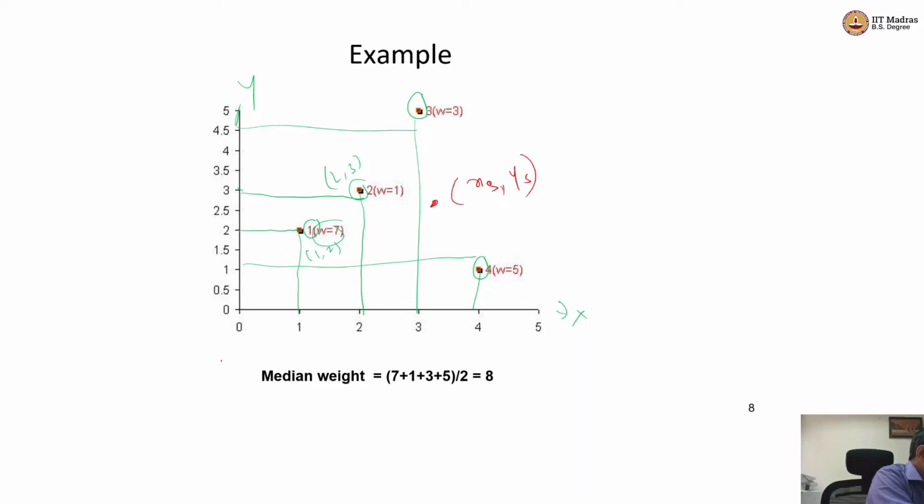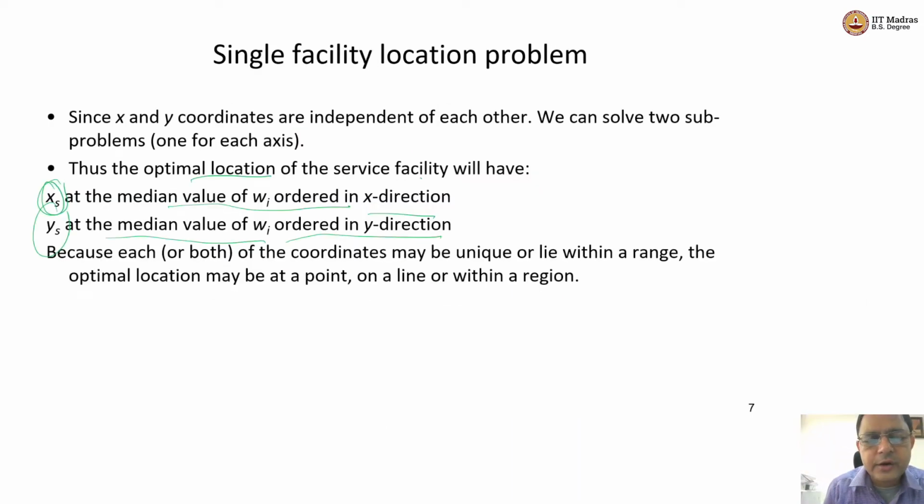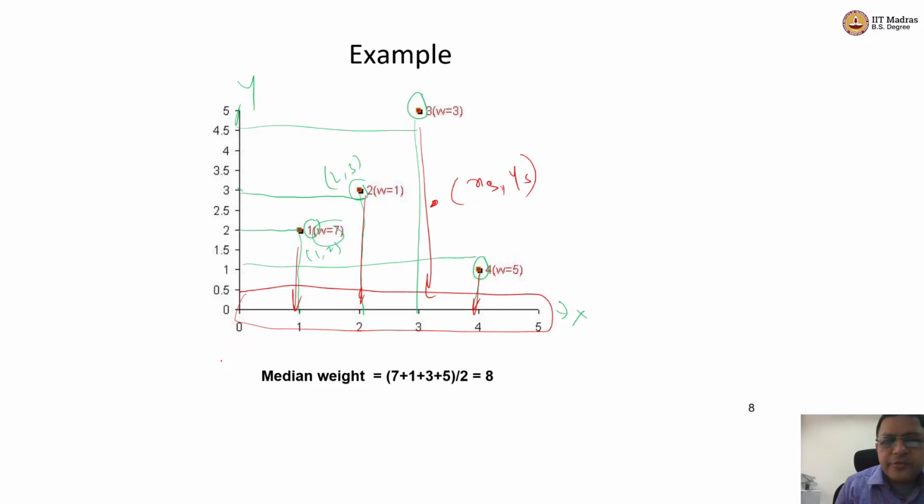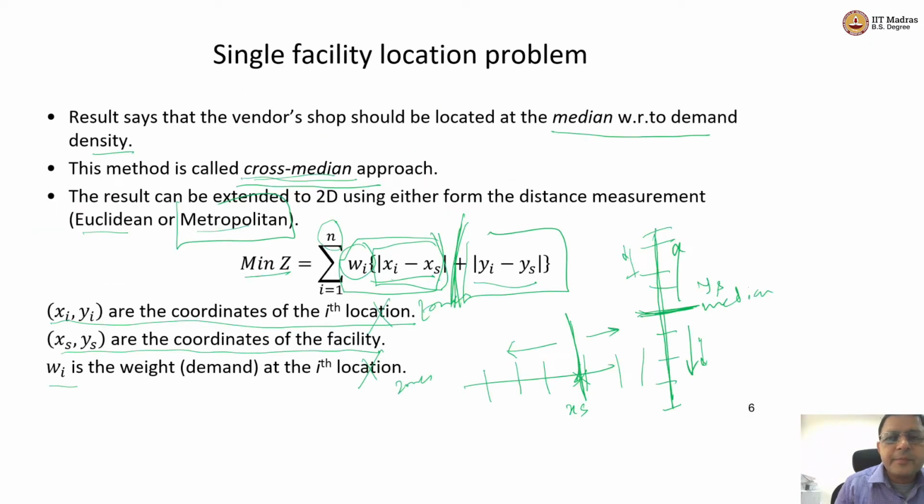Now let us collapse all of this in the x-axis and solve the problem for the x-axis, right? Because we said we can separate the two problems and solve one problem for each axis independently of each other. So let us collapse all these weights on the x-axis and solve the problem as if we are solving a single dimension problem that we have already solved. What would the cross-median approach say? The cross-median approach would say that the facility should be located at the median.